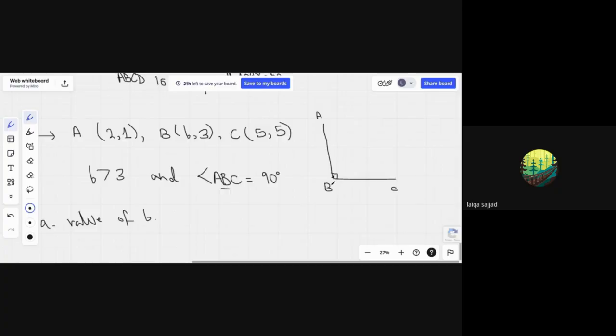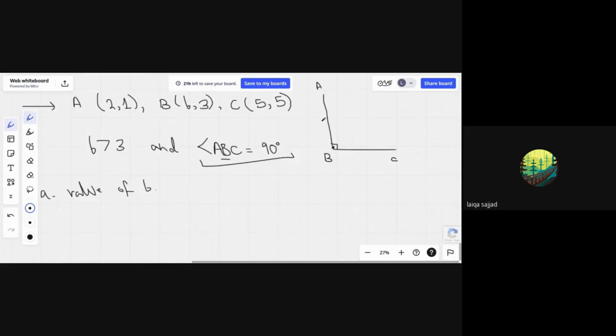So what does that mean? It means that these two lines, AB and BC, are perpendicular to each other. Using this information that is given, that B has a 90-degree angle, we can see that line AB is perpendicular to line BC. So we know that for any two perpendicular lines, when we multiply their gradients, we get -1.